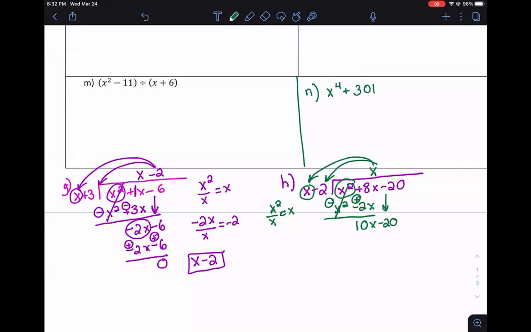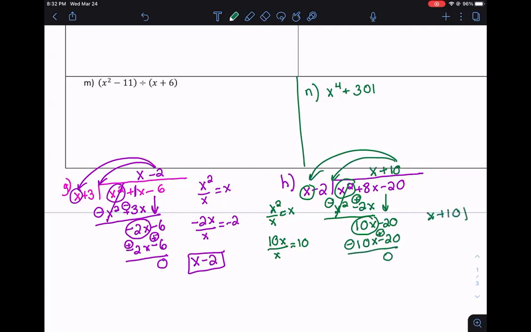By the way, in my head, and when I teach this, even in M1, I tell people the same thing. If you know that that was your only bring down, or your last bring down, you know this will be your last round. 10x divided by x is 10. 10 times x and 10 times -2 is 10x minus 20. And again, those are both the same. So my answer is x plus 10 with no remainder.